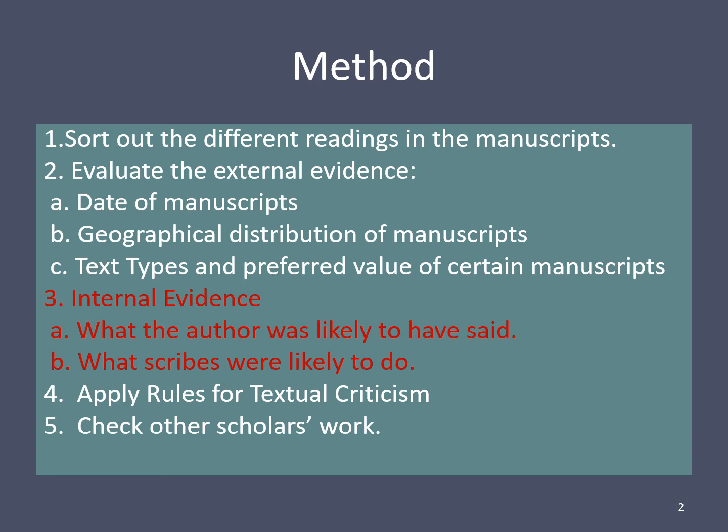Once you have evaluated everything, external and internal evidence, then you come up with an argument for why the reading that you chose is likely the original reading. But you also need to try to argue why the other readings were likely to have come into existence. And so this is then the general approach to text criticism that we're applying in this course.